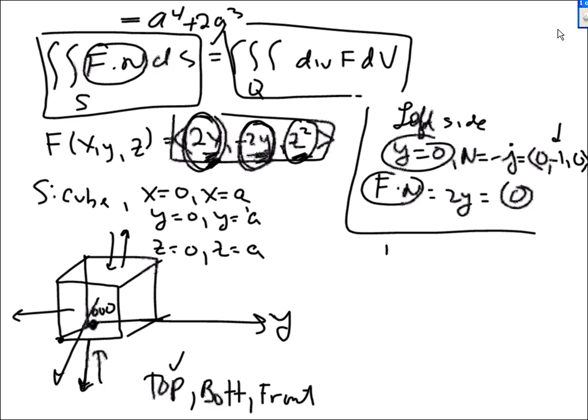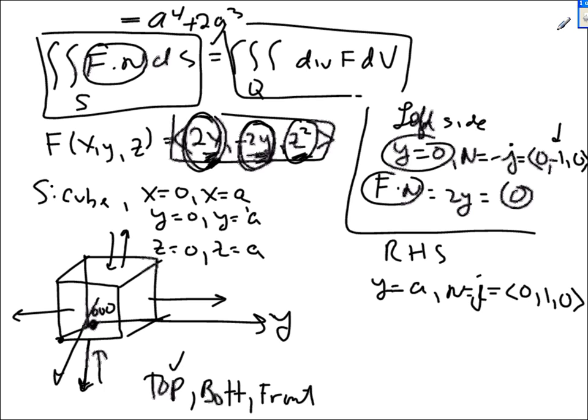Okay, let us now do the right-hand side. That's where y is a, going this way. So the normal is just j. The normal is 0, 1, 0.